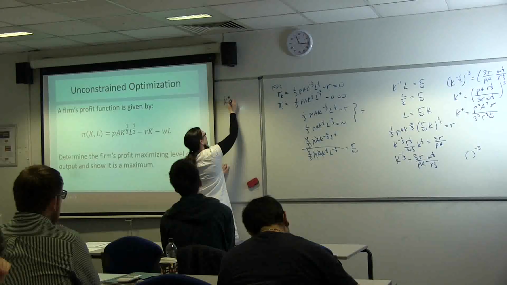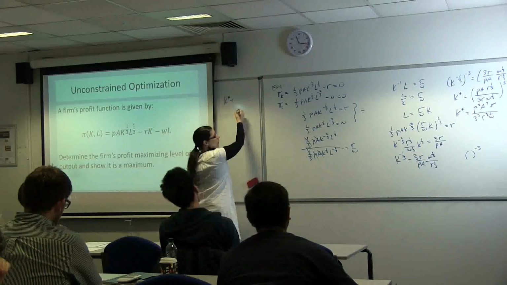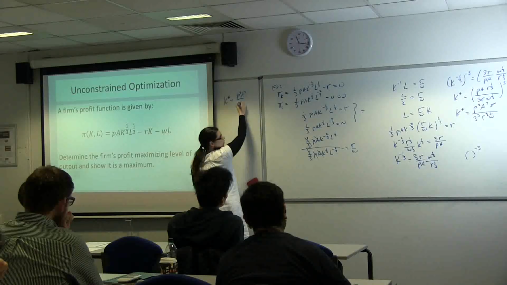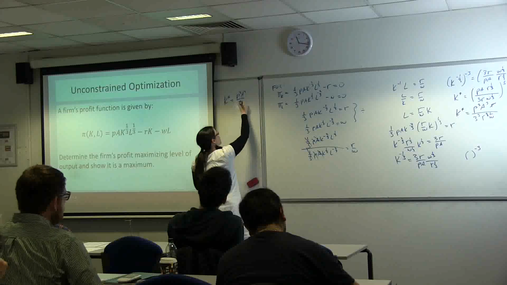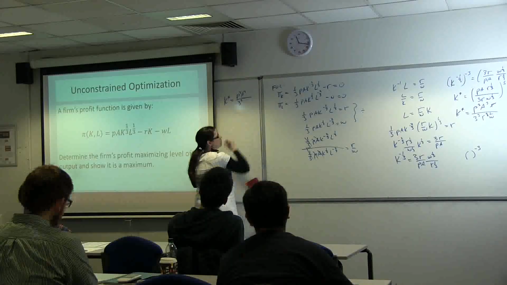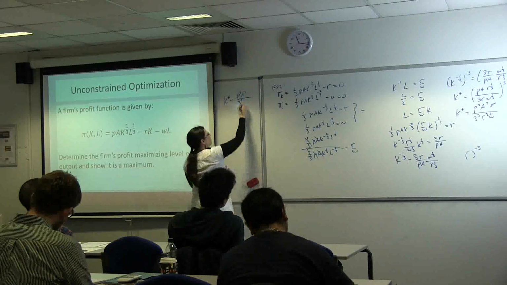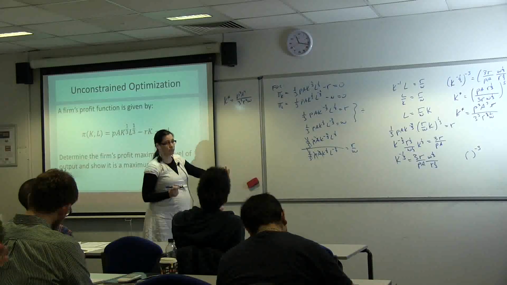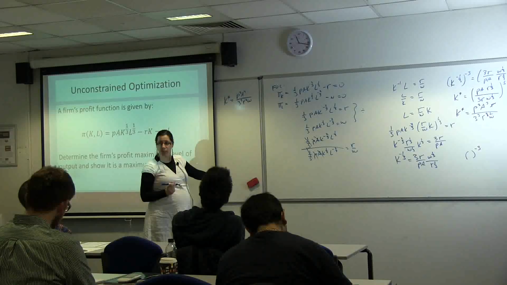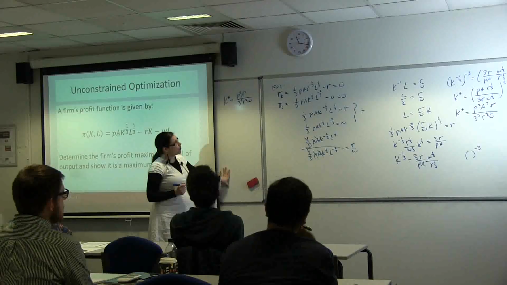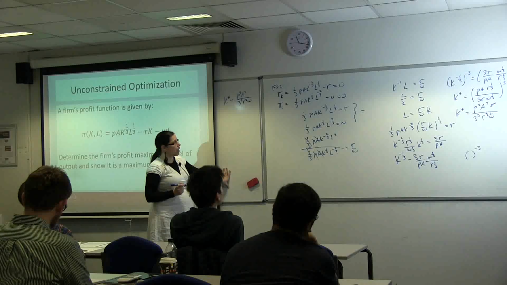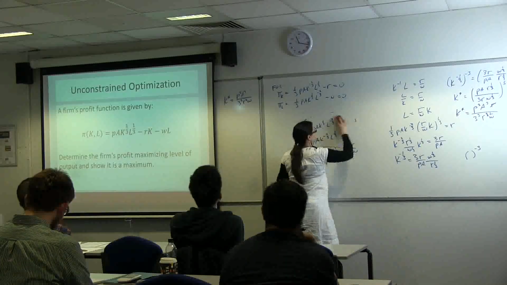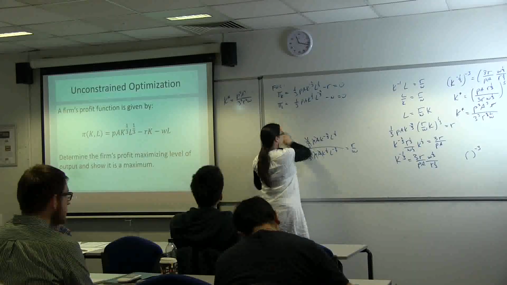So my k star is actually p cubed a cubed over 3 cubed times r squared w. So I've identified k star, but I also need L star. So what are you going to do?